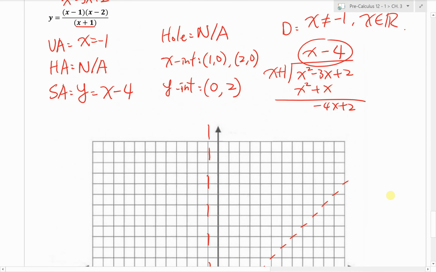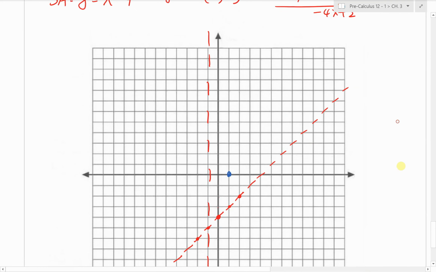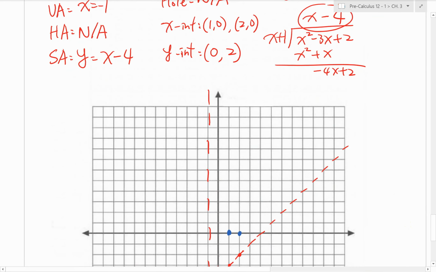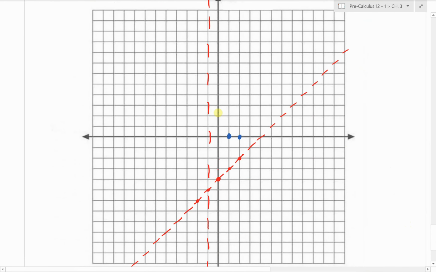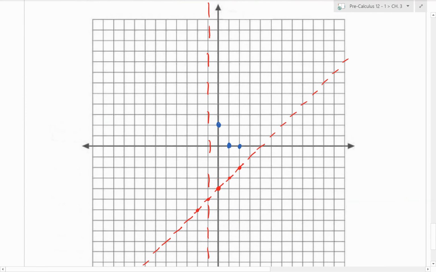And we have x-intercept of (1, 0), which is right here. We have x-intercept of (2, 0), which is right here. We have y-intercept of (0, 2), that is right here. And really, that's all we have.